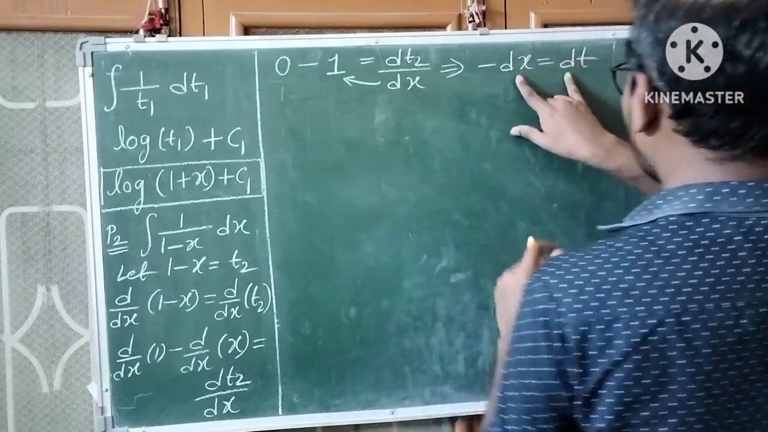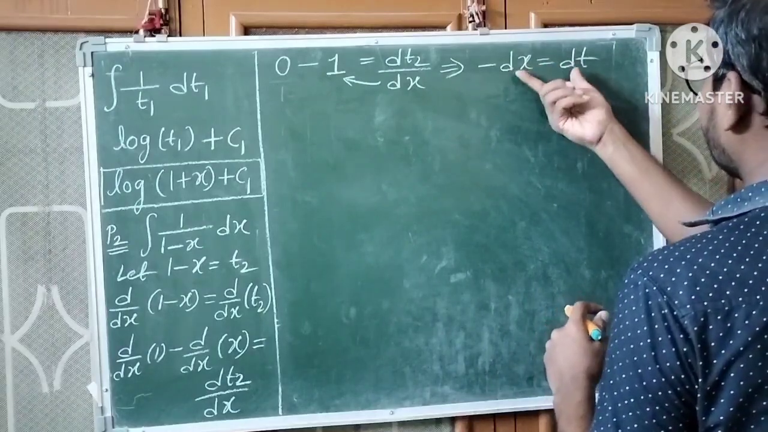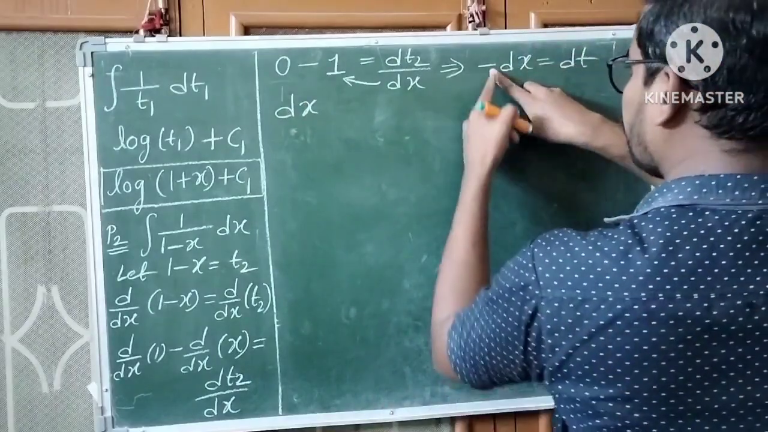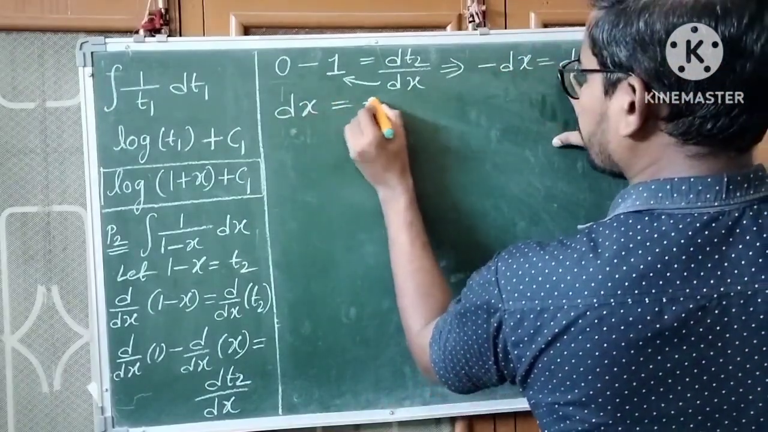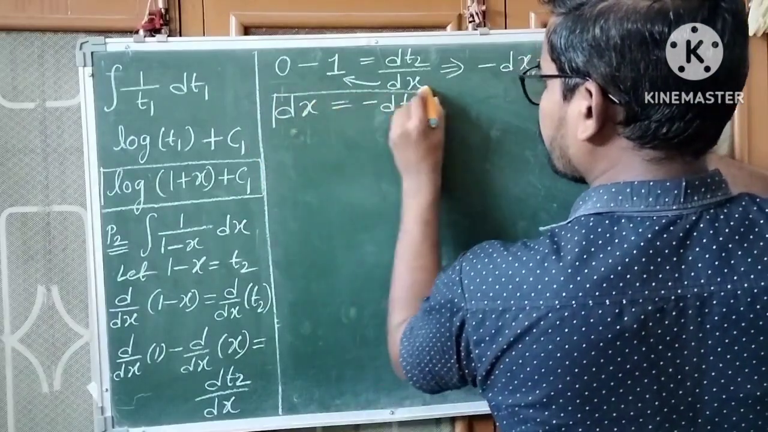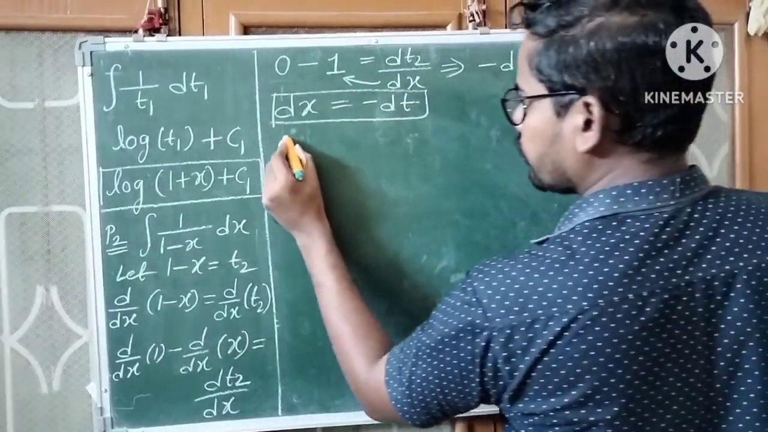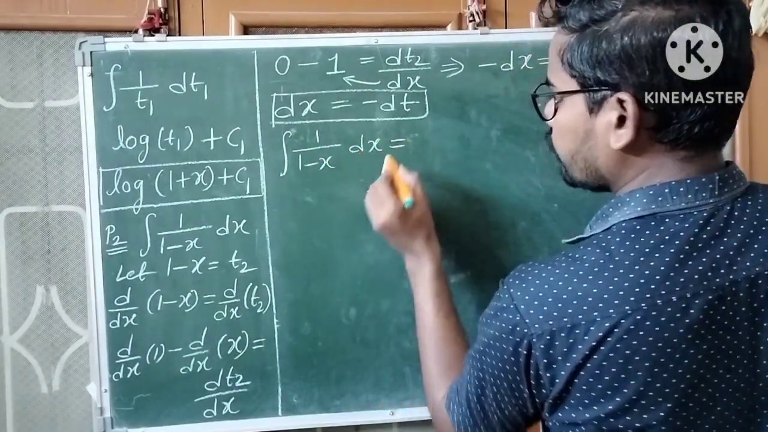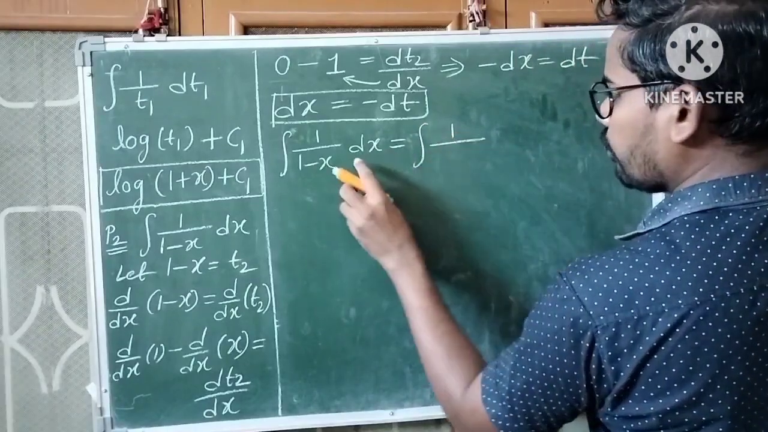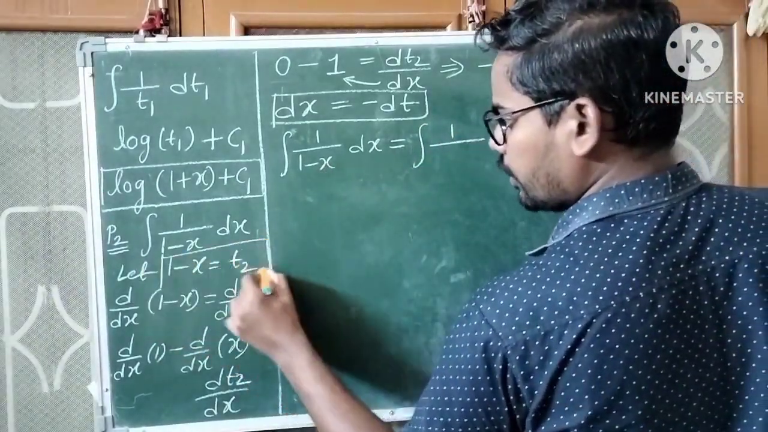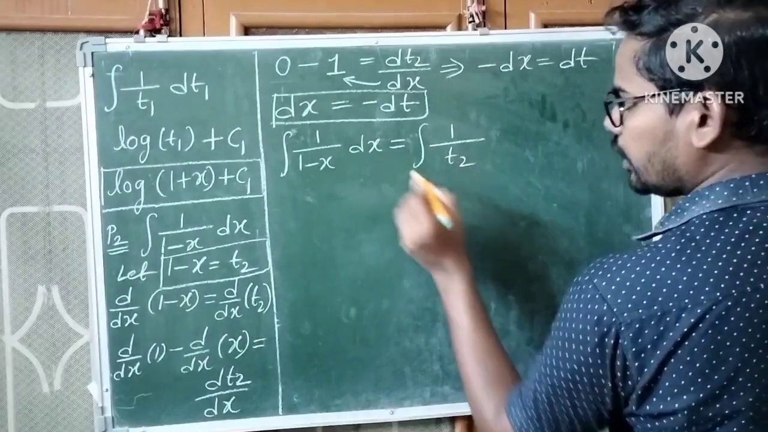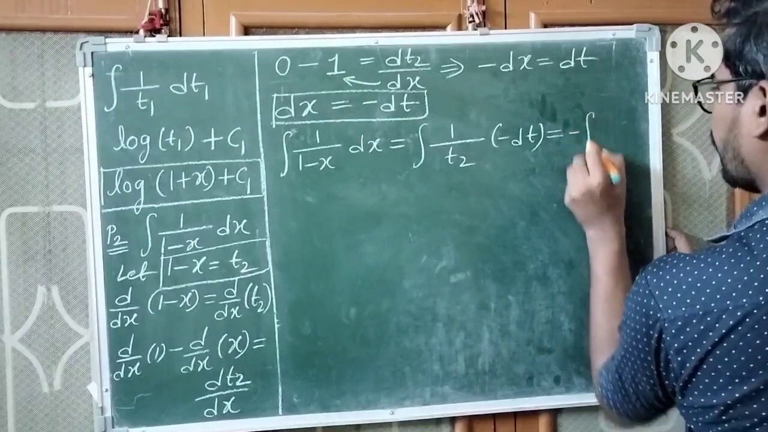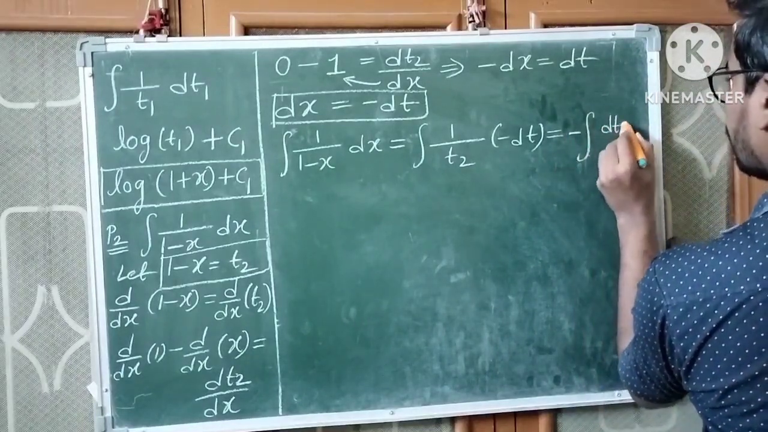Now multiply both sides of this equation by minus 1, because I want to make dx positive. Minus into minus is plus, plus into minus is minus. So my dx is equal to minus dt2. Now integral of 1 by 1 minus x dx, where 1 minus x is t2, into dx, which is minus dt2. It will be minus integral dt2 by t2.